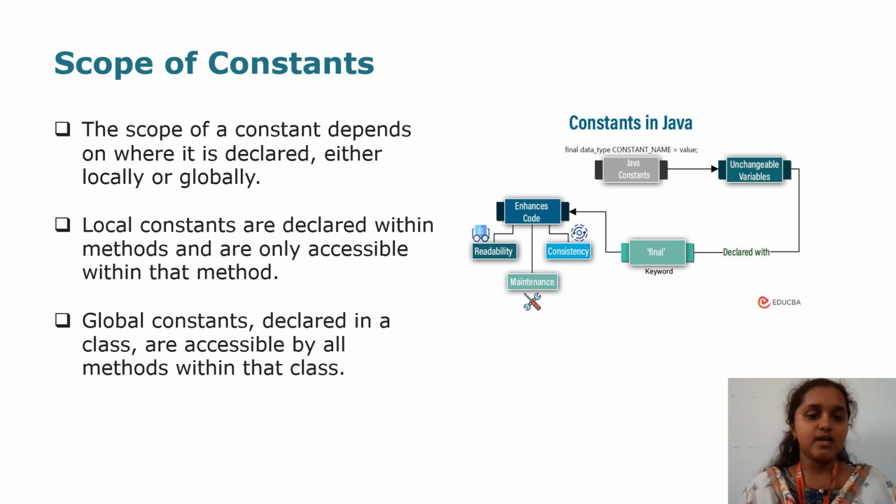Scope of constants. The scope of a constant depends on where it is declared, either locally or globally. Local constants are declared within methods and are only accessible within the method. Global constants are declared in a class, accessible by all methods within that class.